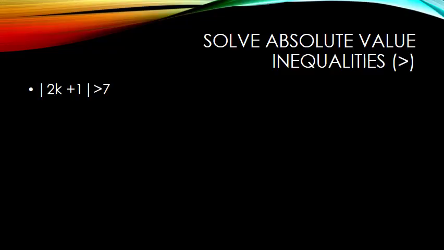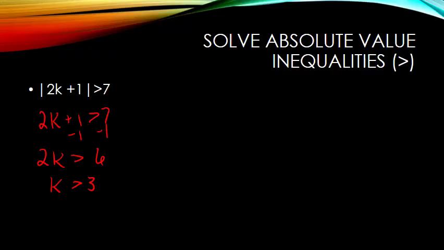So let's start over here and set up our first case. So we got 2k plus 1 is greater than 7. We're going to subtract 1 from both sides. It's going to leave us with 2k is greater than 7 minus 1, which is 6. Divide both sides by 2, and we got k is greater than 3, case 1.